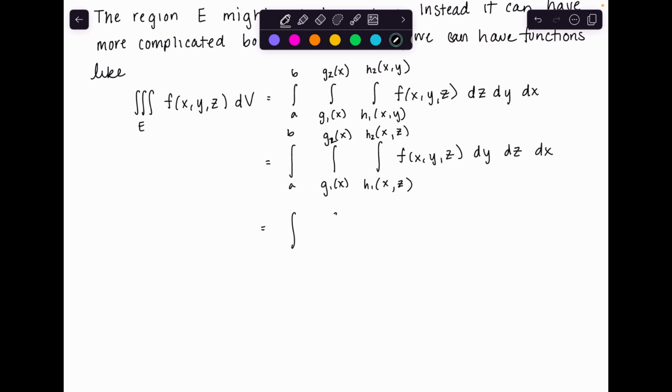And let's do one more for good measure. Let's say we do dx, dy, dz. My inside x can depend on either of these. So this is a function of y and z potentially. And same thing up here. Then y can only depend on z. So this will be a function of z to a function of z. And then the end is still always going to be constant bounds.